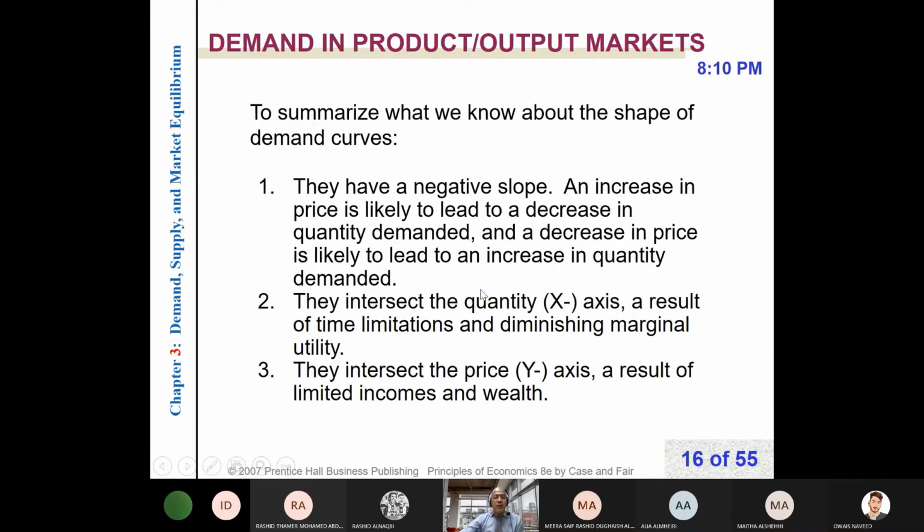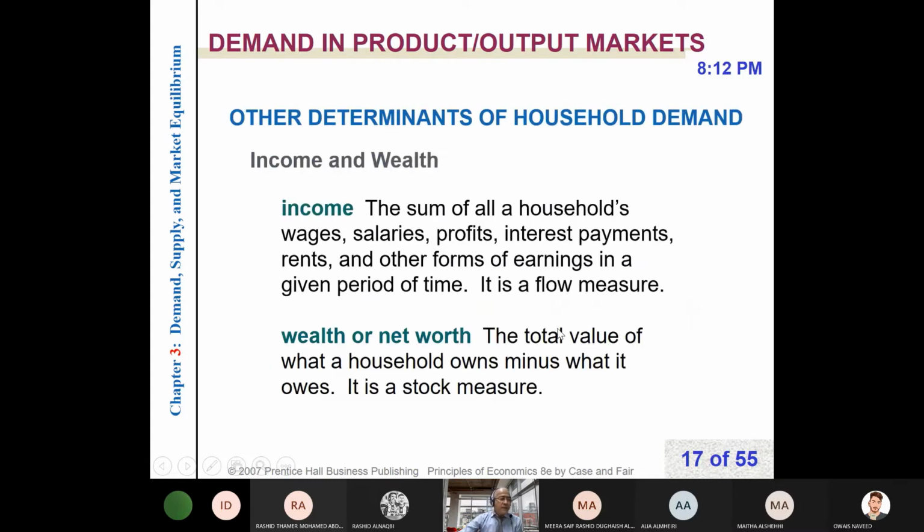This is a summary of what I explained right now. There are other determinants of demand, other determinants of household demand. So as I said, if the market price is 5 dirhams, Salim will buy 5 kilos of tomatoes per week. Why 5 kilos? Insaf will buy 7, Mira will buy 10, even though the price is the same, because of the effect of other factors.